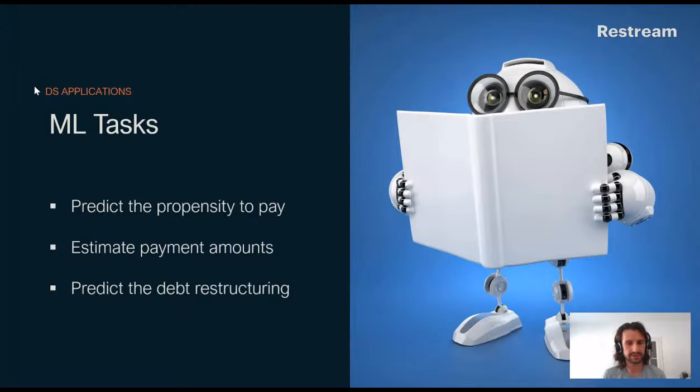The second one is estimating payment amounts. It's obviously a regression model. So here we are predicting the exact amount of the payment that the customer will make in the next period. And the third one is also a classification model. So we're classifying whether the customer will apply for the restructuring or not in the next n months. So let's say half a year.